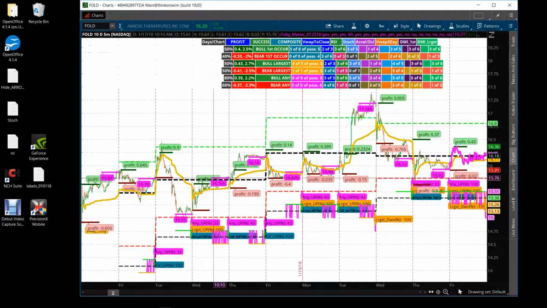Bulls and bears, firsts and largest. That's what this table up here shows you. You'll notice that you'll have 6 rows here: bull first, bull largest, bear largest, bull any, bear any.